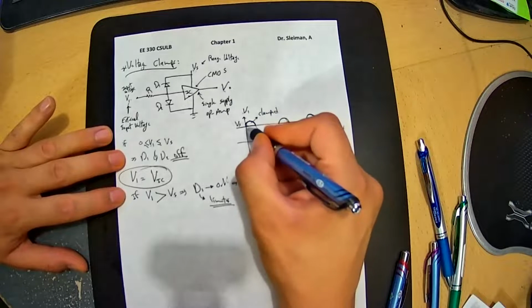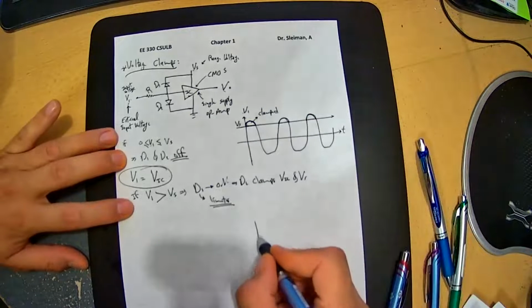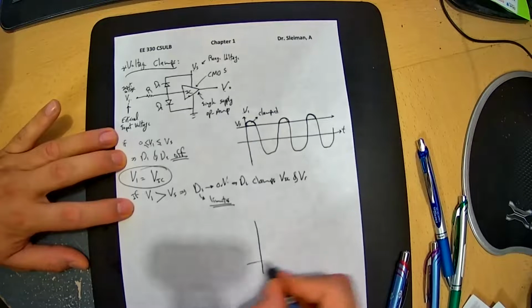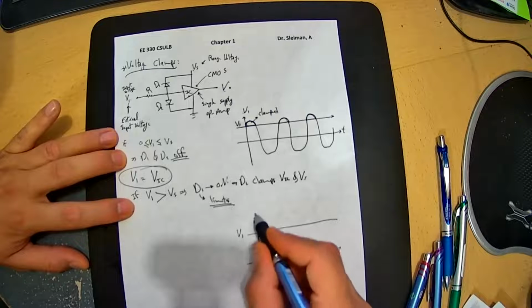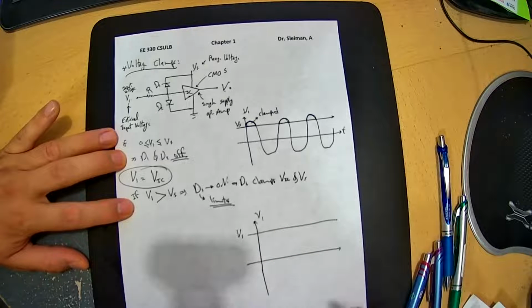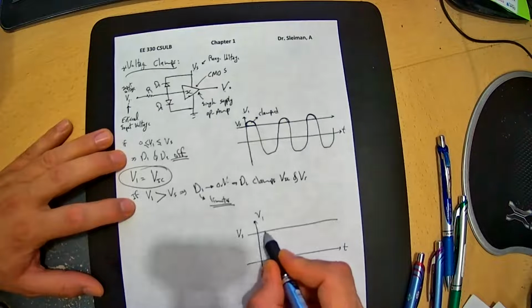So the signal will be going through here. I'm going to put it here. So Vs, V1, this is the time. So most likely my signal will be like this.